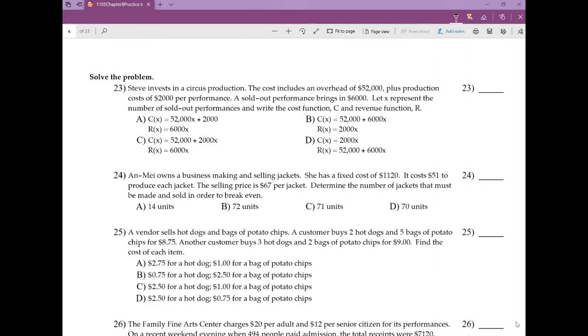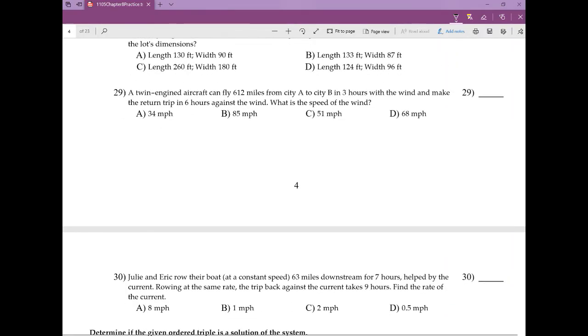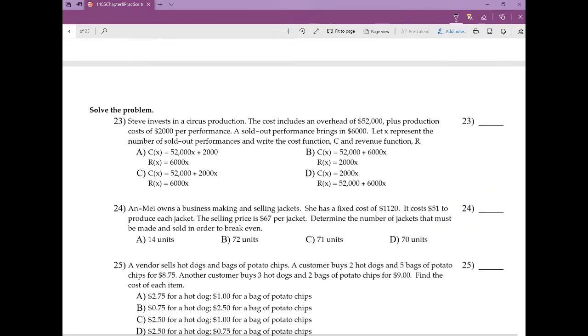Right, and so the next part that I'm recording is all the word problems from 23 to 30, all right? And so I'm gonna begin with, obviously, 23.